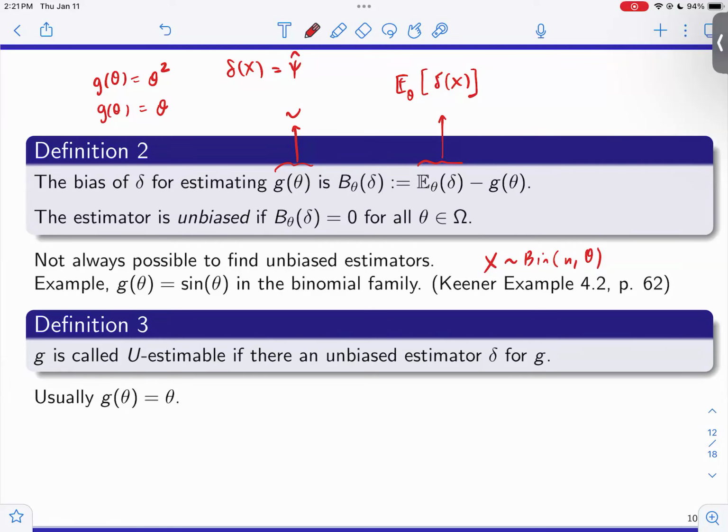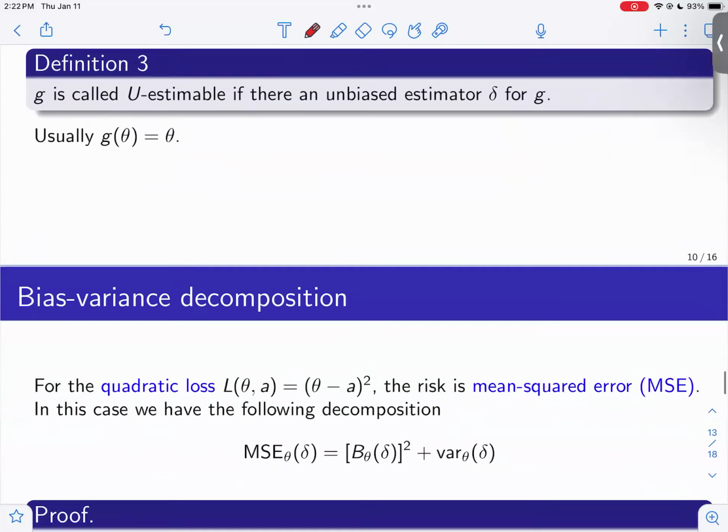It's just an interesting mathematical example. But if it's possible to find an unbiased estimator, then the parameter is called U-estimable or unbiased estimable. So g is called U-estimable if there is an unbiased estimator delta for g. Usually g theta is theta, and usually there is at least one unbiased estimator. It's a very mild condition. Okay? This will come up later in a theorem.